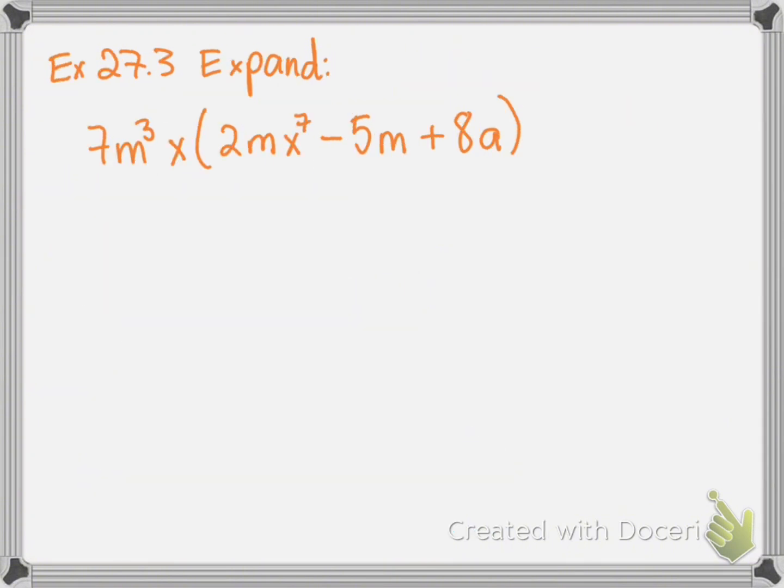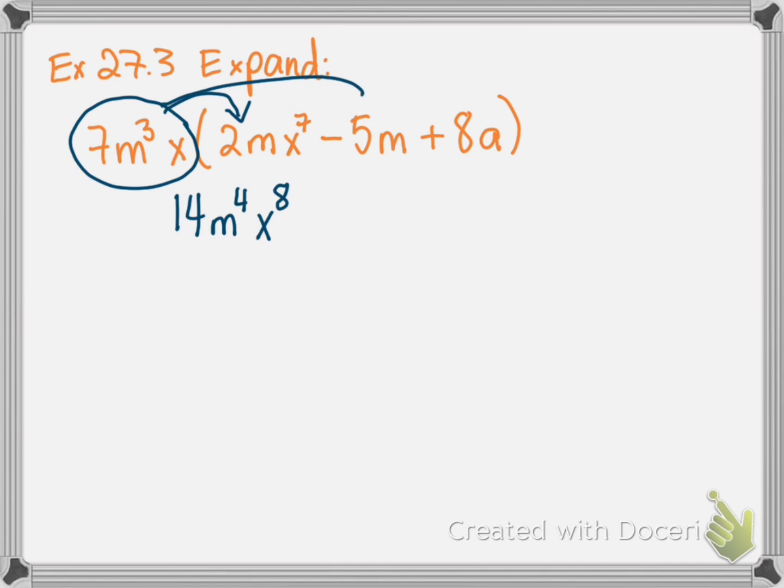In the next example, we have exactly the same, but in this case, instead of a binomial, we have a trinomial. So we have to do it 3 times. So let's start with the first one. 7 times 2 is 14. m^3 times m is m^4 by adding the exponents, and x times x^7 is x^8 by adding the exponents again.